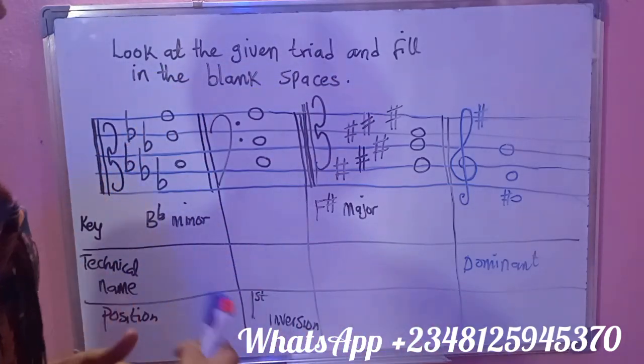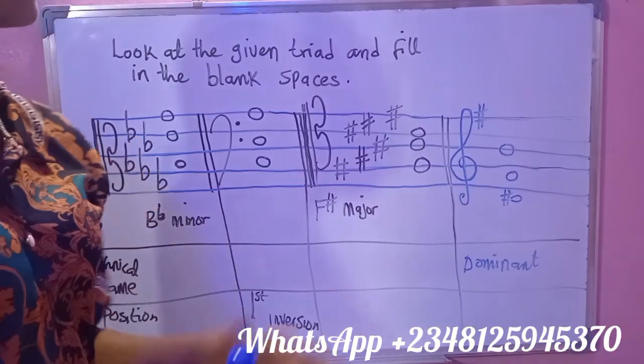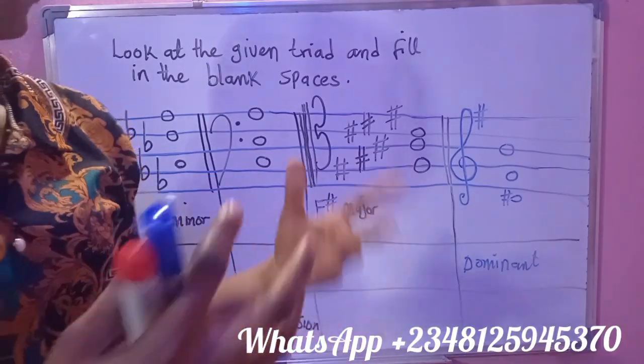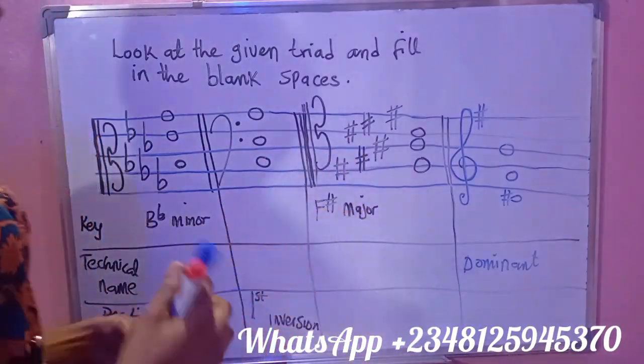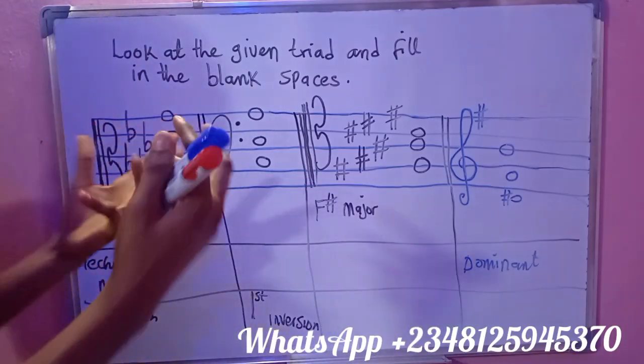Look at the given triad and fill in the blank spaces. First of all, what's the meaning of a triad? A triad is a 3-note chord. You can say a chord that consists of the root, a third, and a fifth. So that's a triad. And the first, what you're given here, is a key that has 5 flats.